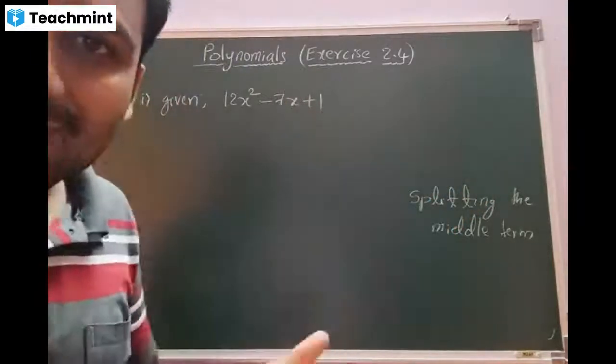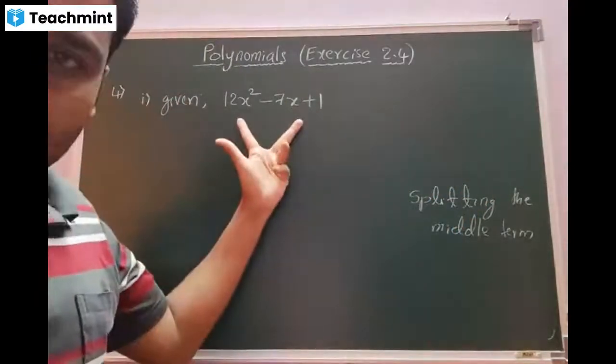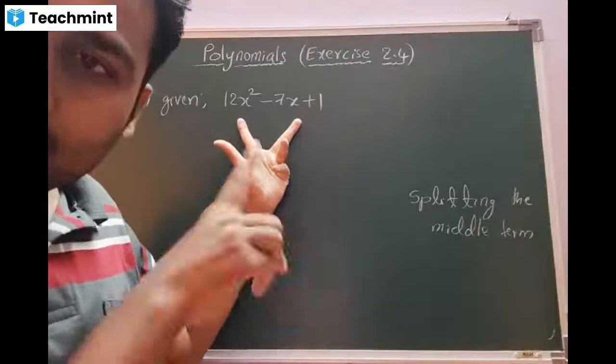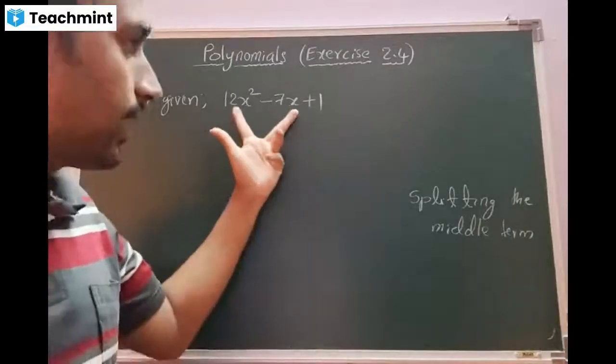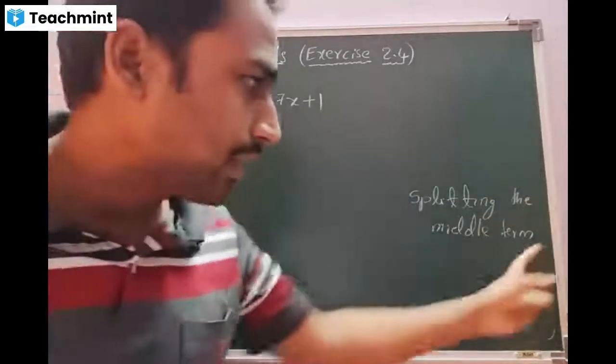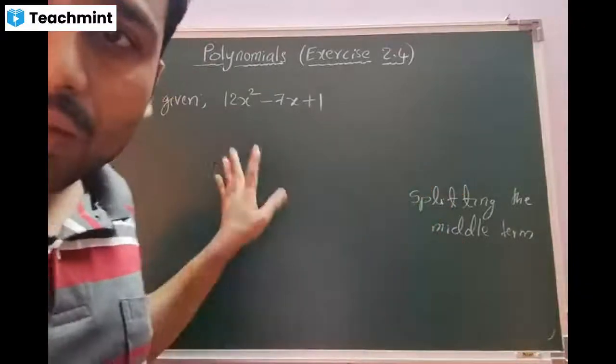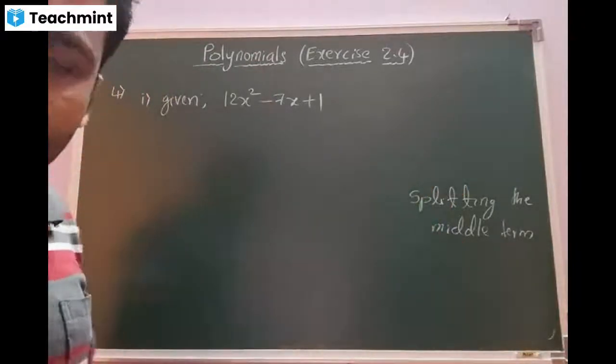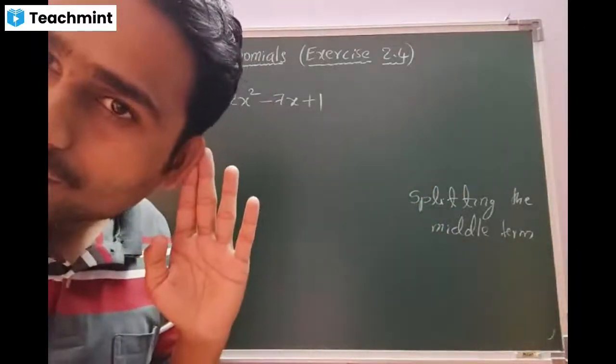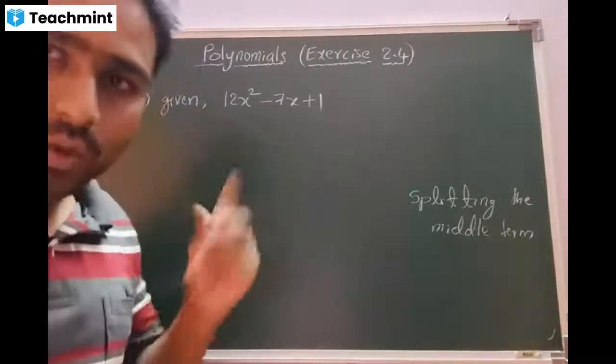Let us do it. The same procedure which we have done in the 8th standard. Taking this polynomial, going for the splitting the middle term process and getting the two factors.